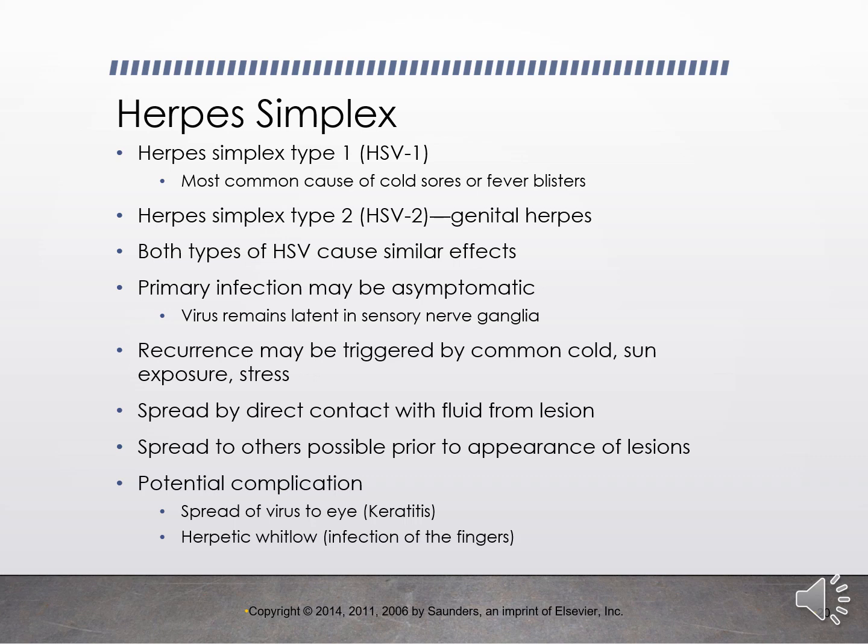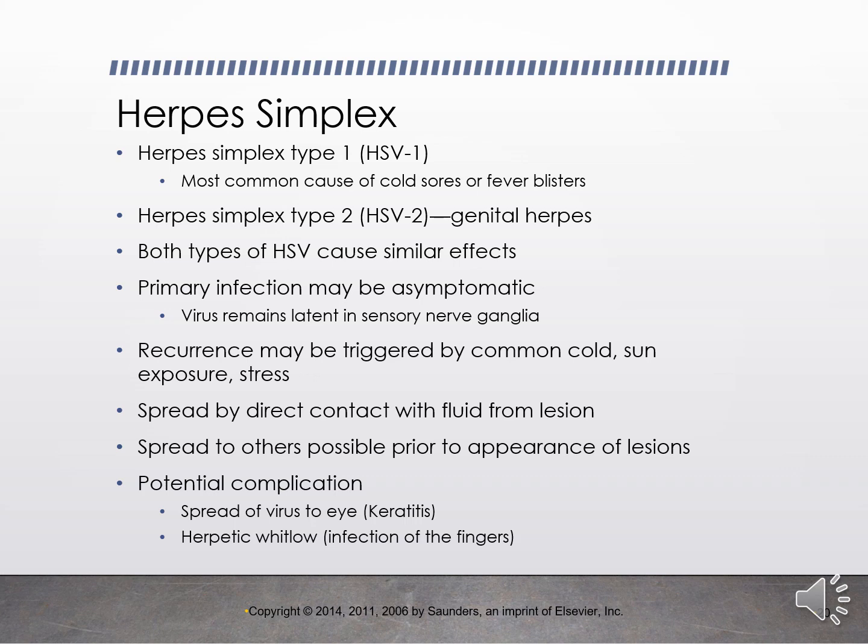Recurrence can be triggered by infections like the common cold, sun exposure, or stress, and it's spread by direct contact with fluid from the lesion. It can be spread to others before there's an appearance of the lesions or after the lesions are healed. Potential complications are the spread of the virus to areas like the eye, we call that keratitis, and a painful infection of the fingers, which we call herpetic whitlow. We treat these with topical or oral antivirals to shorten the duration of the outbreak. It can't be cured, it's only suppressed.